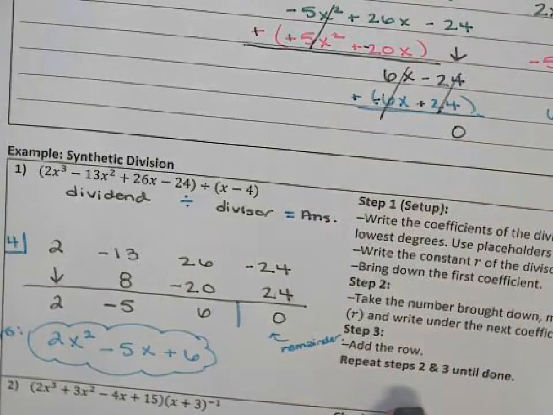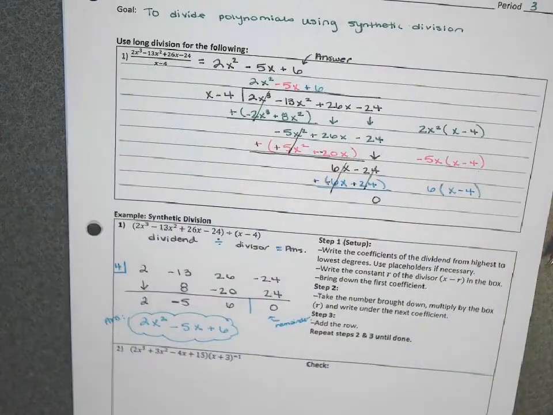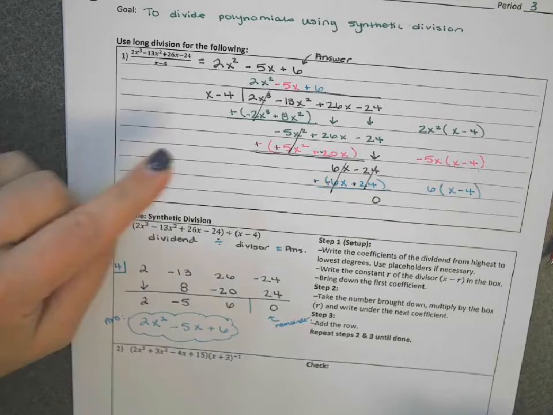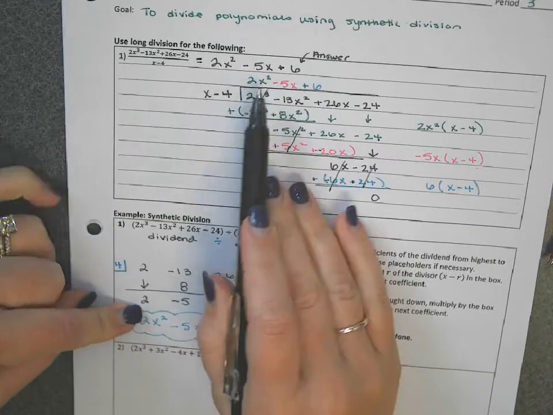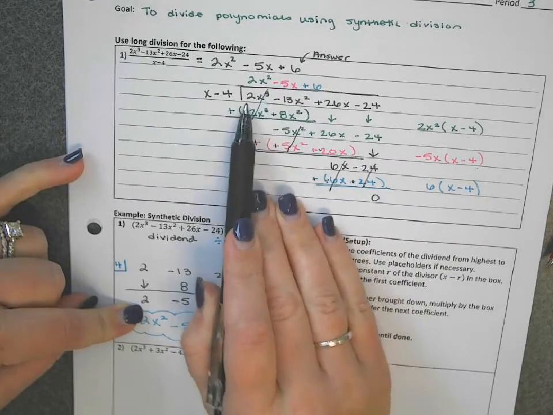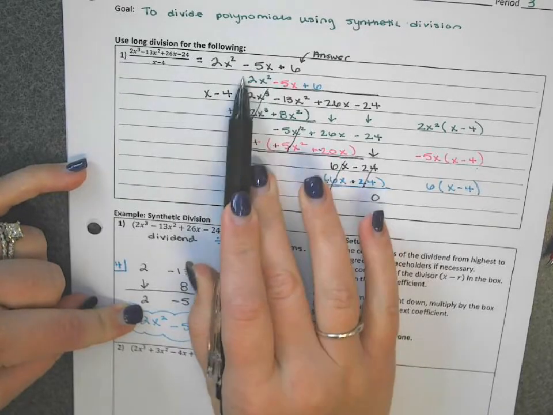Okay, so let me zoom out so I can kind of show you what's happening here. If you're not following this, that's okay. I'm never going to ask you to explain it, but Tyler did ask the question, so I want to make sure that he understands why it shows up opposite. Okay, so we brought down the 2. We had the 2 for the 2x to the third. We figured out what we'd have to multiply by.